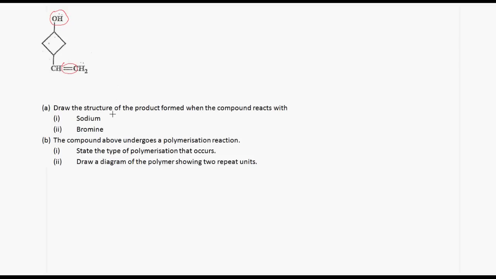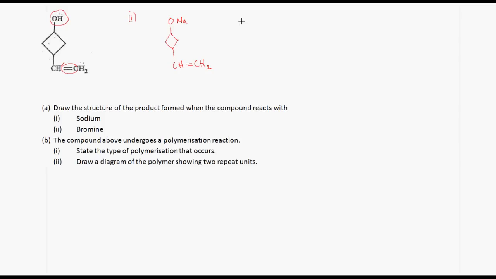So the sodium, we know that sodium reacts with the OH group, so they want the structure drawn when it reacts with sodium. So therefore it will look like this. We have O, the H is replaced with the sodium, and everything else remains the same. So this is the answer for part 1.